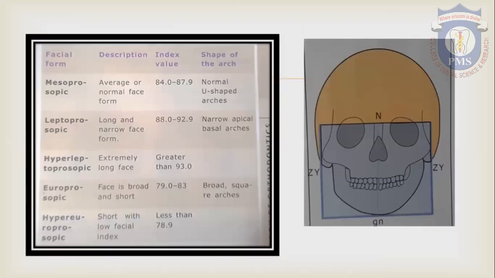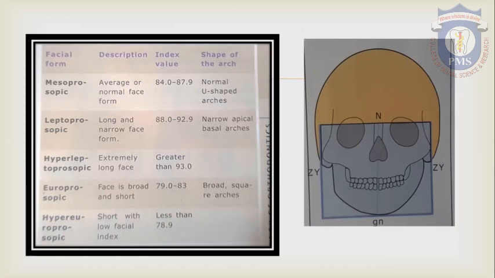So the facial form, mesoprosopic, that is the average or normal facial form. The index value is 84 to 87.9, and the normal U-shaped arches can be seen. In leptoprosopic, long and narrow face form, index value is 88 to 92.9. The narrow apical basal arches can be seen. Hyperleptoprosopic is the extremely long face. The index value is greater than 93. Europrosopic is a face that is broad and short, 79 to 83. So you can see broad and square arches.